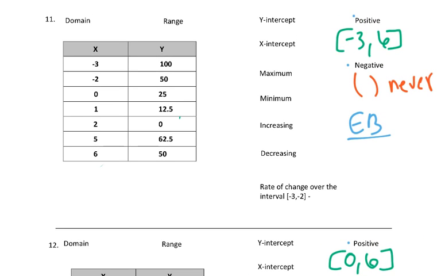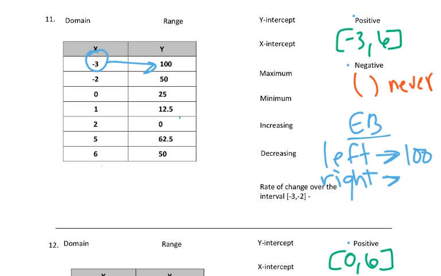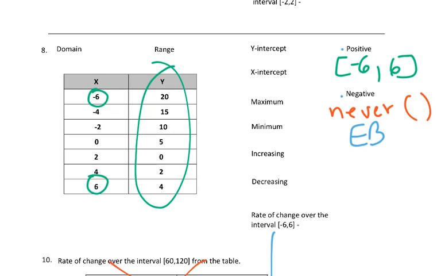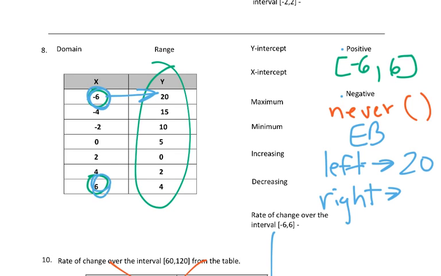Alright, end behavior here. Our leftmost point, so left goes to where? It's going to 100. And when we go to the right, where's our table going? Going to 50. And that's all there is to end behavior: left, where's it going, and right, where is it going? So left would be negative 6, going to 20. Right would be positive 6, going to 4. It does hit 4, but because these are finite, they're discrete, they stop.